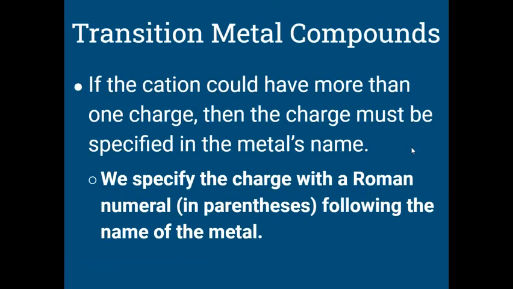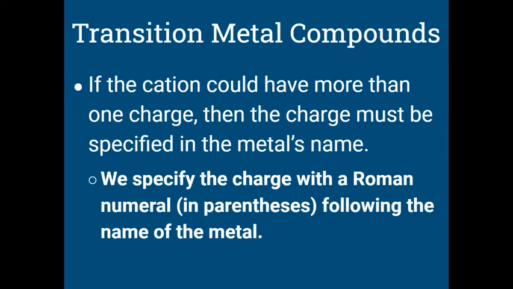All right, the last one that we're going to talk about is called the transition metal compounds, and this is if the cation could have more than one charge. We call them transition metals because they can transition from one charge to another. And in this instance, the charge, because it can be different, has to be specified in the metal's name. And this is the important part. We specify the charge with a Roman numeral, in parentheses, following the name of the metal.